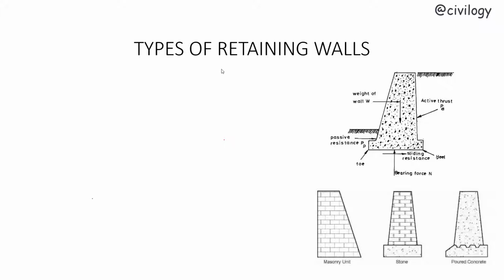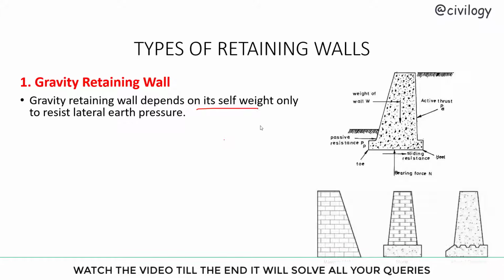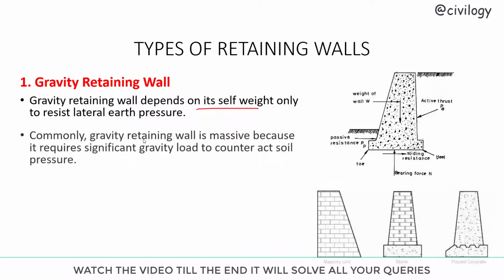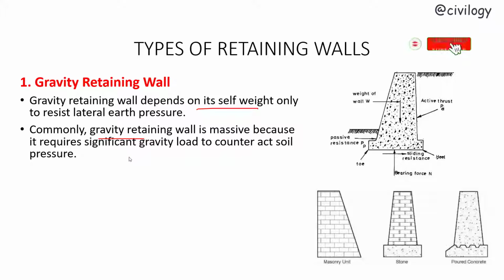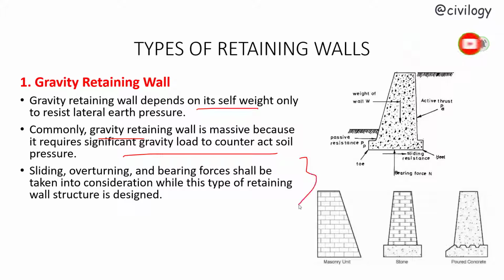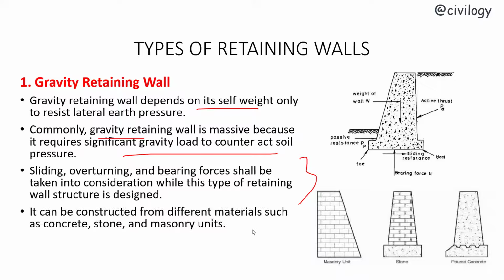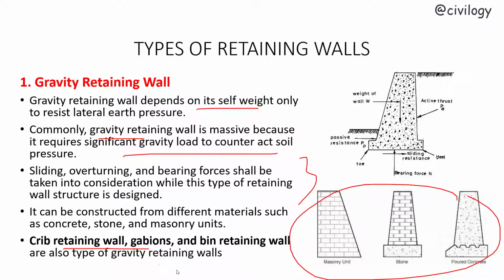Types of retaining walls. Gravity retaining wall. This wall depends on its self-weight only to resist lateral earth pressure. Commonly, a gravity retaining wall is massive because it requires significant gravity load to counteract soil pressure. Sliding, overturning, and bearing forces shall be taken into consideration while this type of retaining wall is designed. It can be constructed from different materials such as masonry unit, stone, and concrete. Crib retaining wall, gabions, and bin retaining wall are also types of gravity retaining walls.